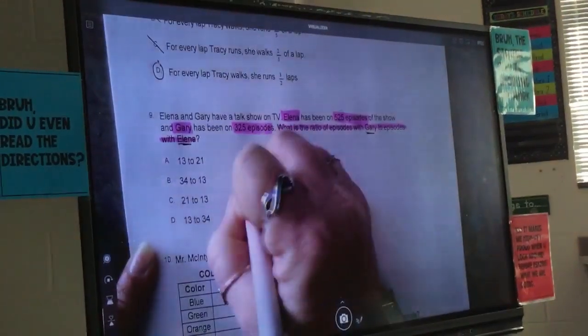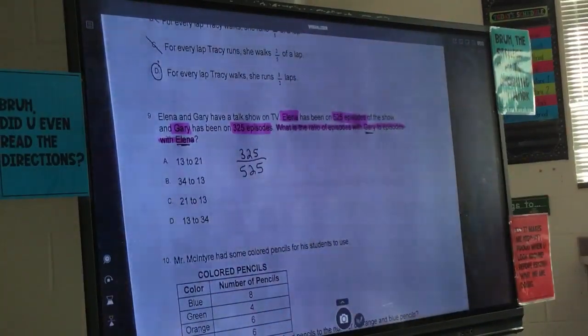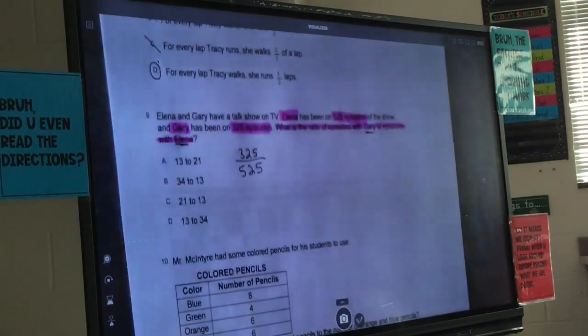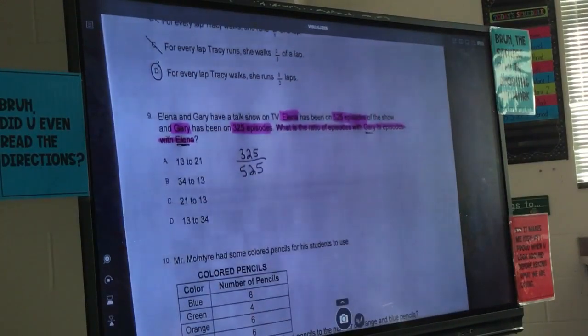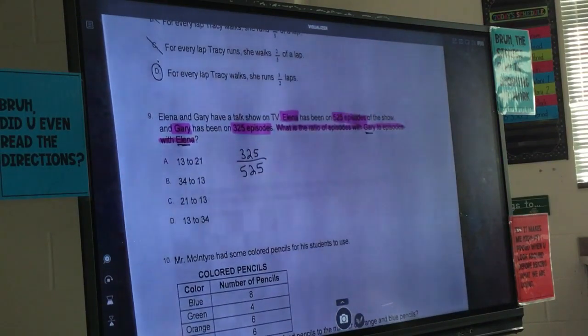So technically, you need to set it up as 325 to 525. If you didn't set it up that way, this might be the reason why you get this one wrong, because what matters? Order matters. All right, and then looking at your answer choices, obviously it's not 325 to 525. What do you have to do here? You have to simplify. Raise your hand, what is a number that you can simplify both 325 and 525 by?